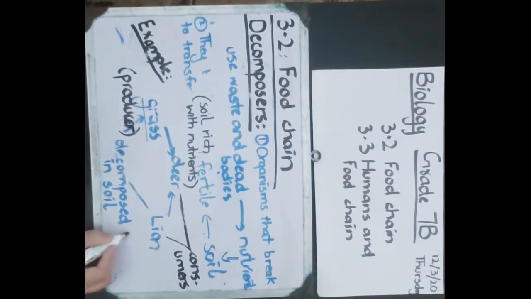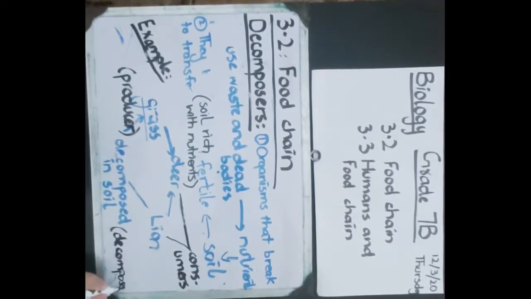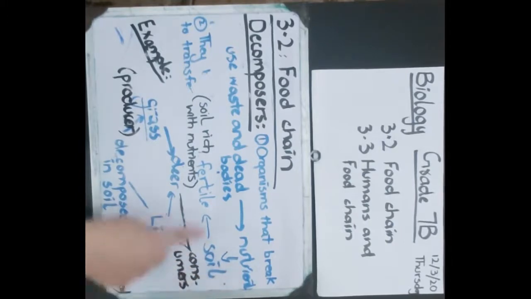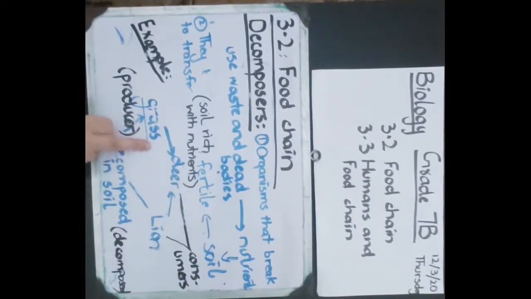So here we have decomposers. Now the decomposers release the nutrients in the soil. Okay, they release nutrients in the soil and the soil becomes fertile. Now how will it help the grass? Now the soil has a lot of nutrients, so the grass will grow better.